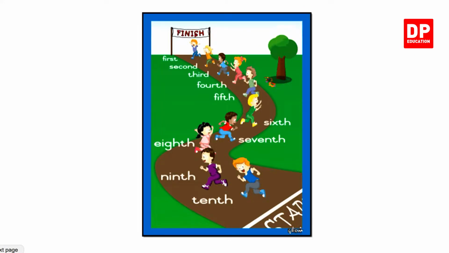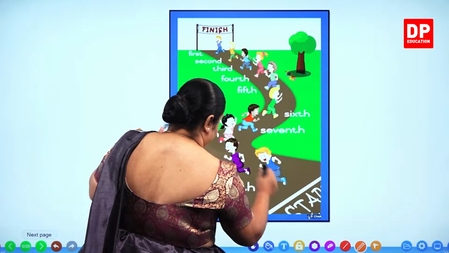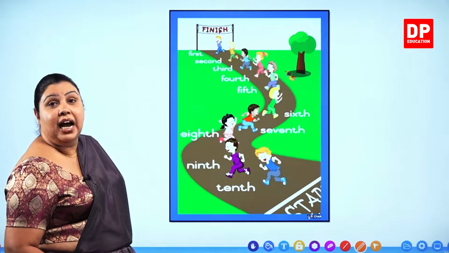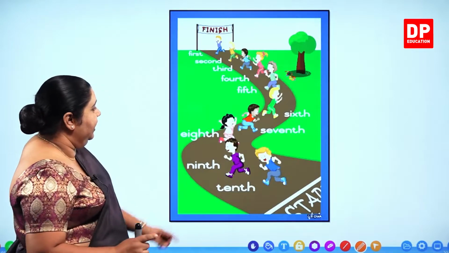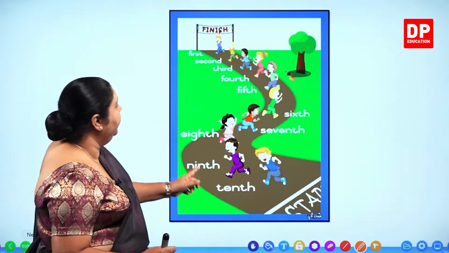Now let's take a look at this picture. Right. Now again we have some children running a race. Now can you see they start their race here at the starting point, and then they go running to the finishing line.